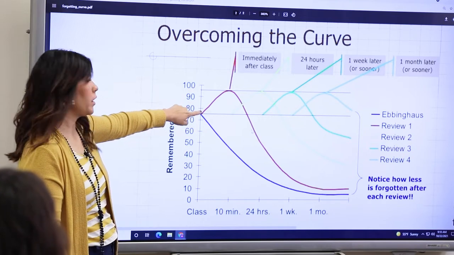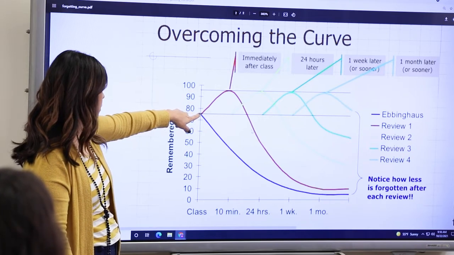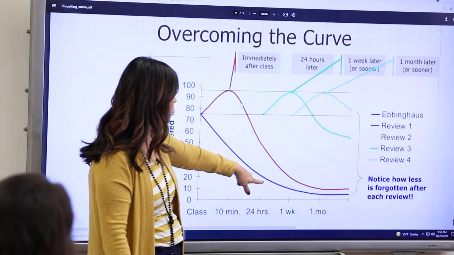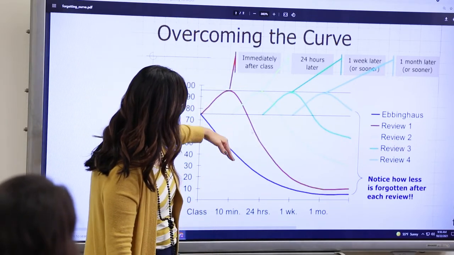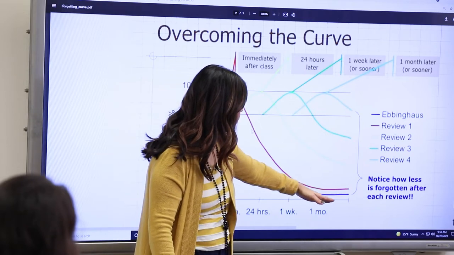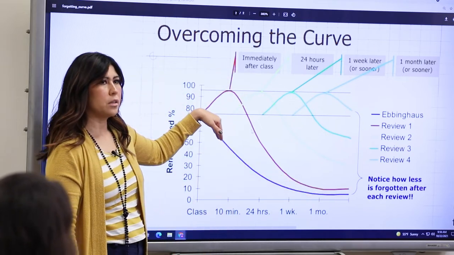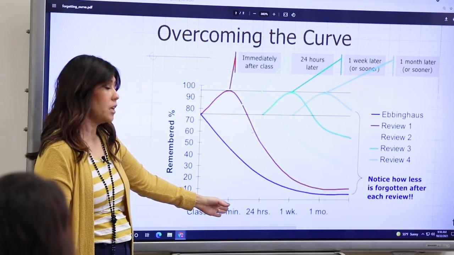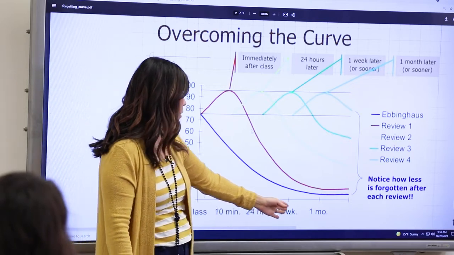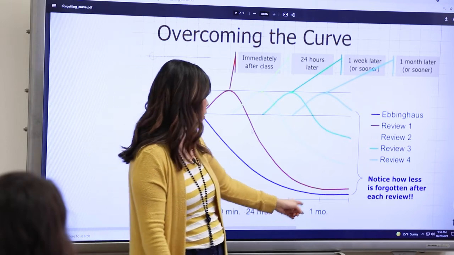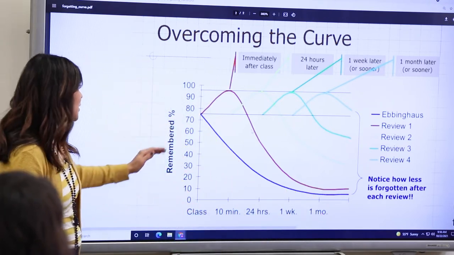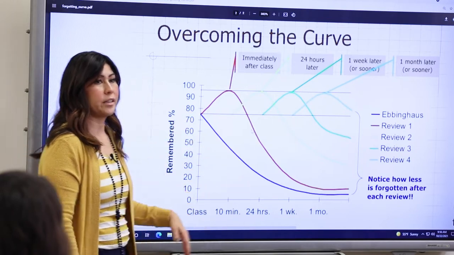During the class, they've retained this much as they're learning it. But look how quickly they're forgetting. So this is how quickly they're forgetting the information. 10 minutes. Within 10 minutes of class ending. This is 24 hours after class, 1 week after class, 1 month after class. So you forget very quickly, right?